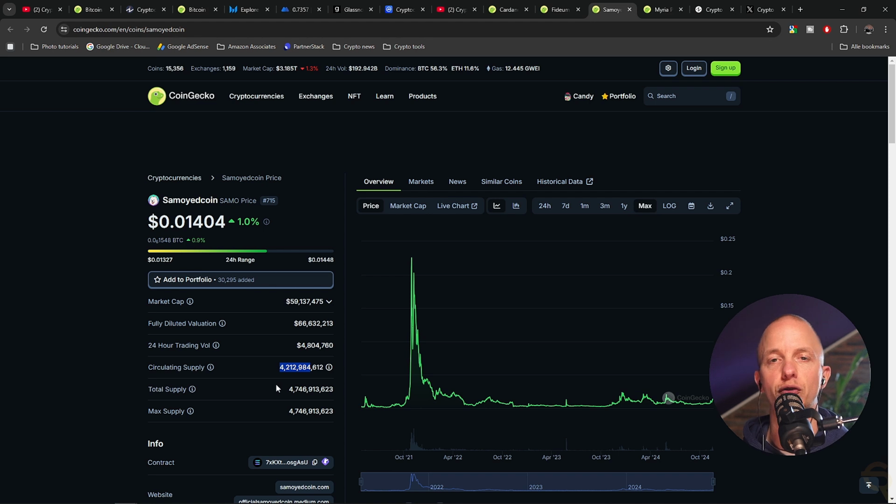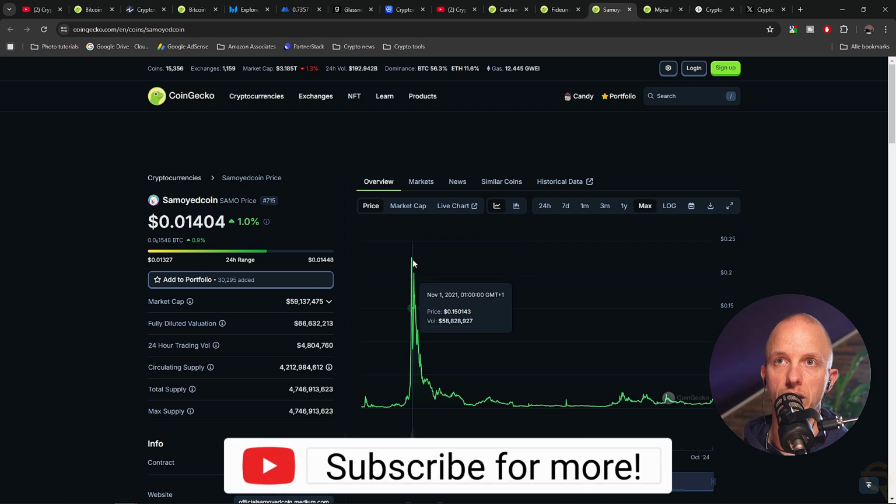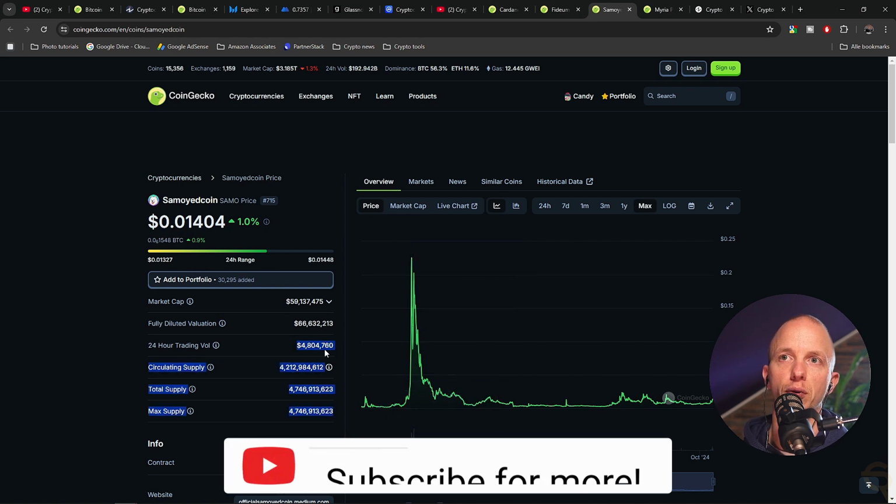Circulating supply, 4.2 billion, which means that there's still sell pressure going on, which means that even though the demand increases, the price might not even increase because we don't have all the tokens in circulation right now. Previous all-time high, which was 22 cents. Right now we're at 1.4 cent. The volume back then was 62.9 million. Volume right now, 4.8 million.